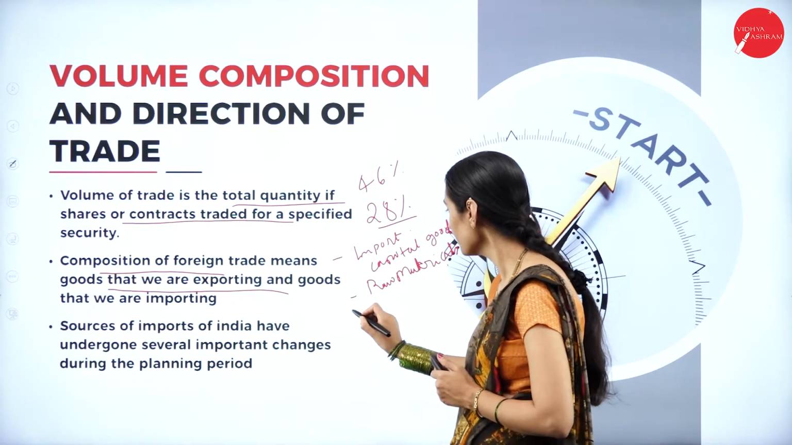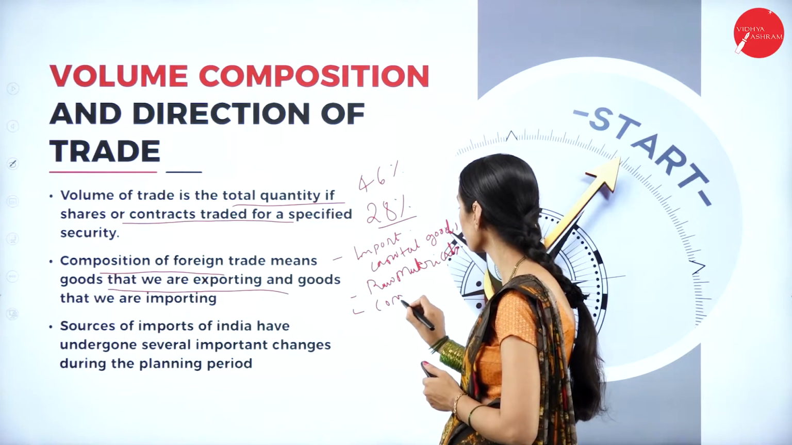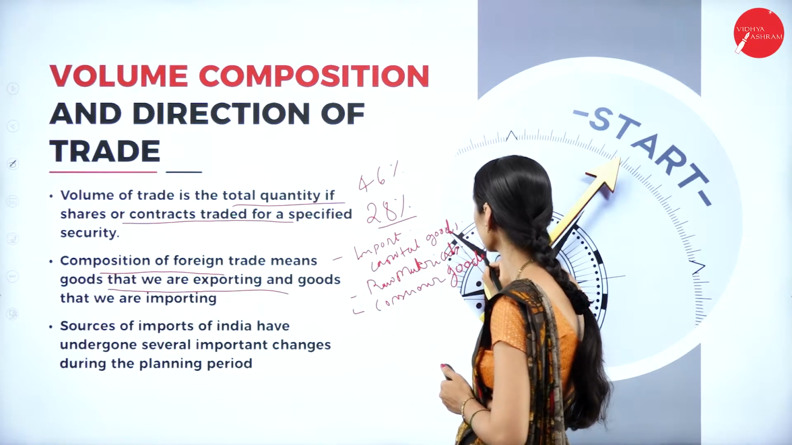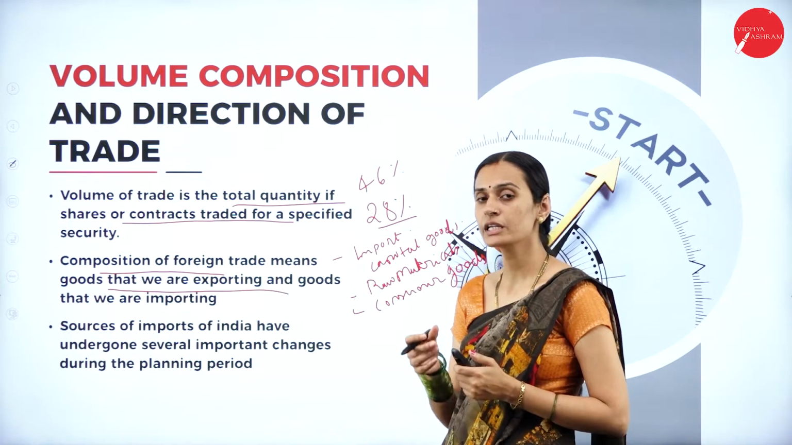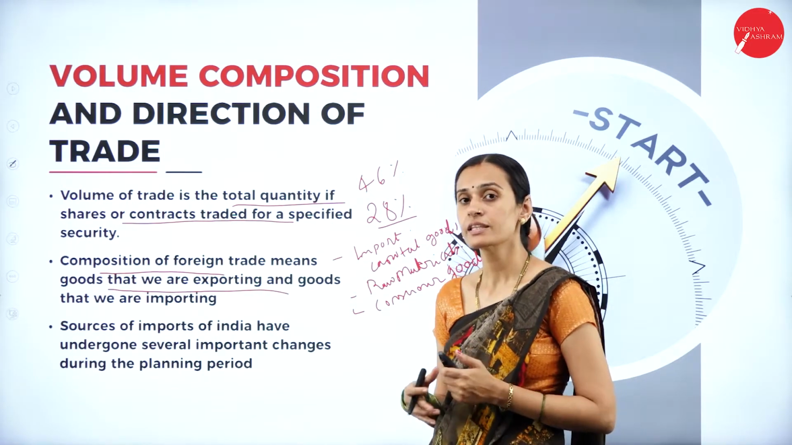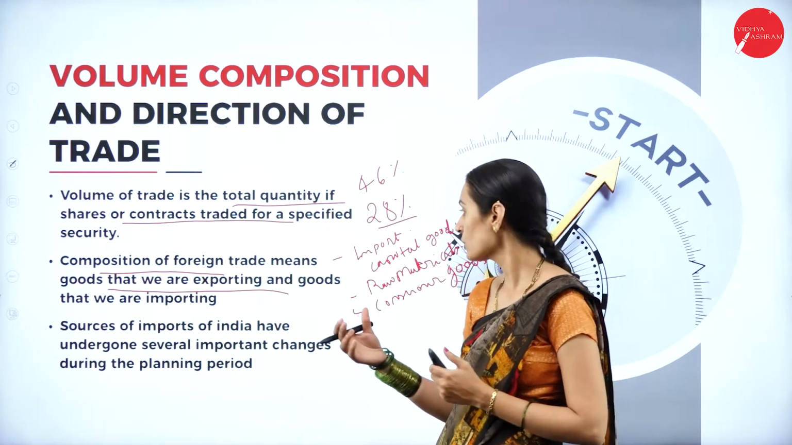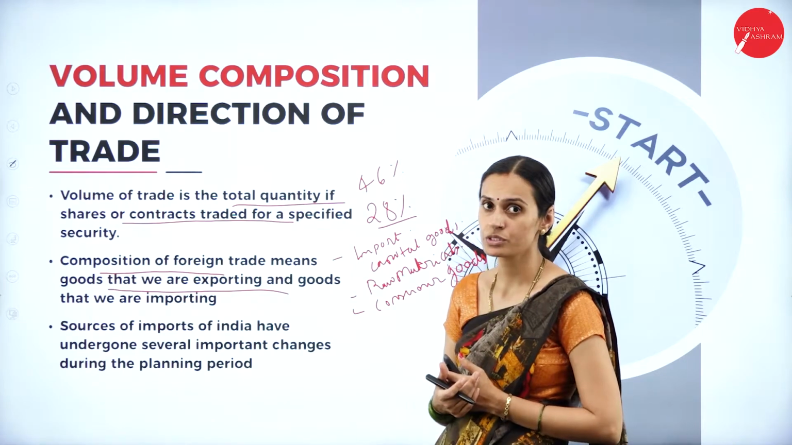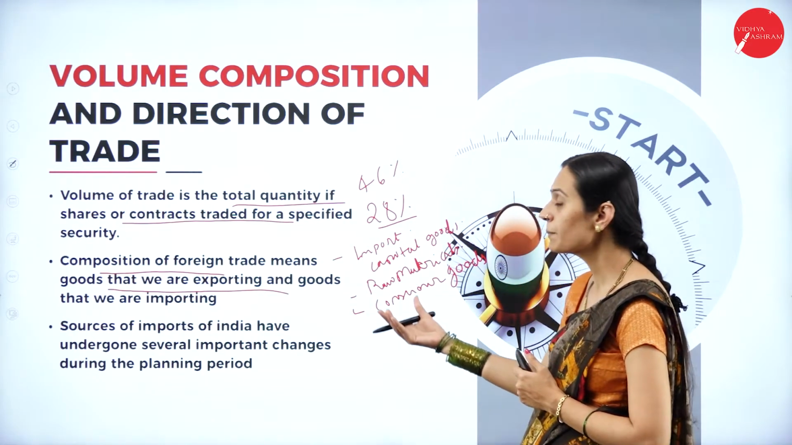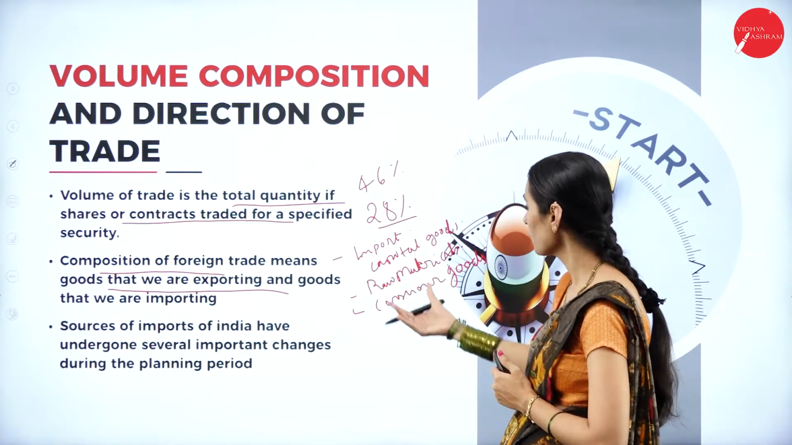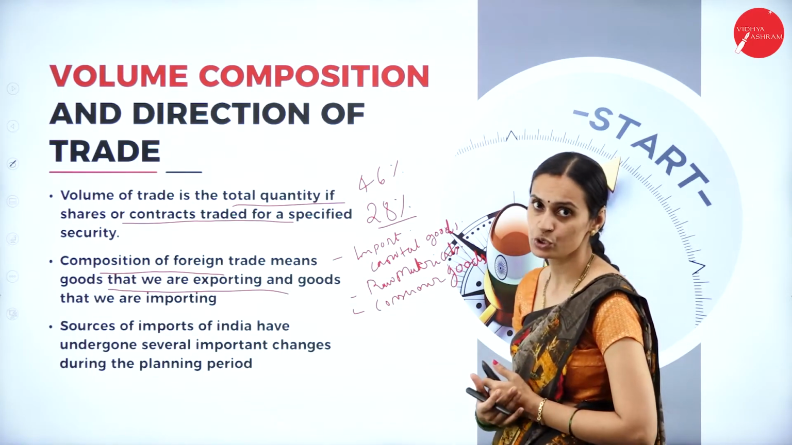And next one, import of consumer goods, including food grain items, medicine items, electrical goods and paper. So these all belong to consumer goods. Yes, we have the import composition: importing of capital goods, importing of raw materials and importing of consumer goods.